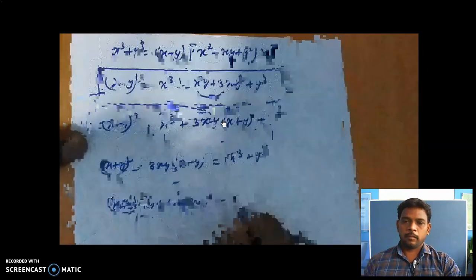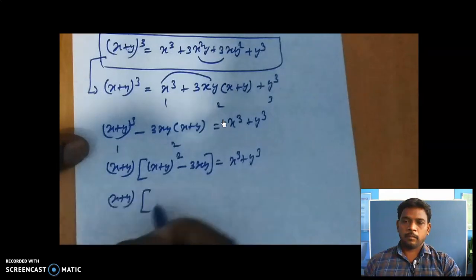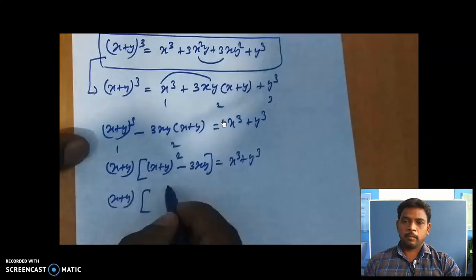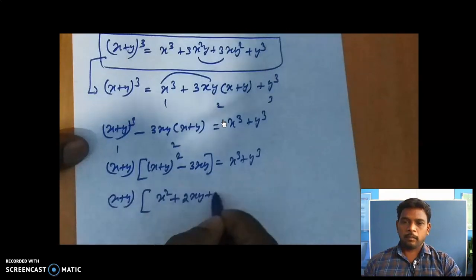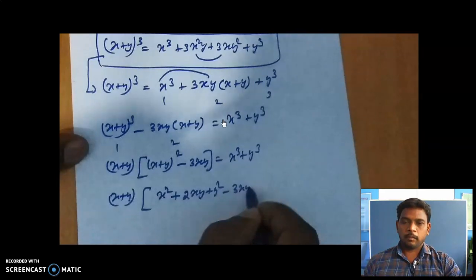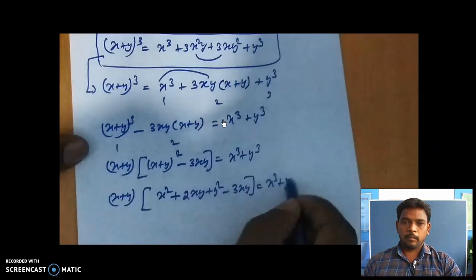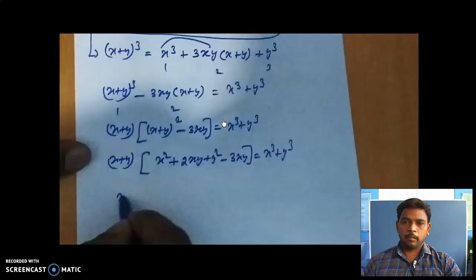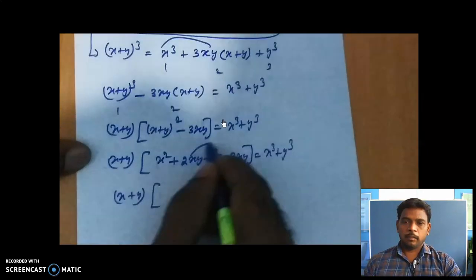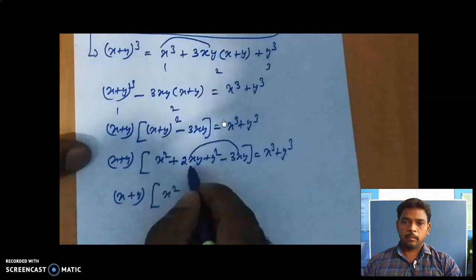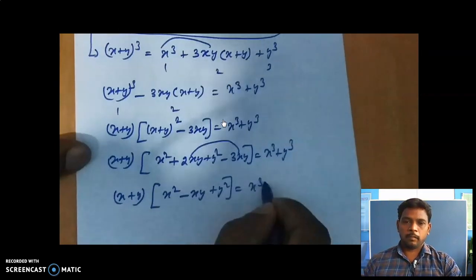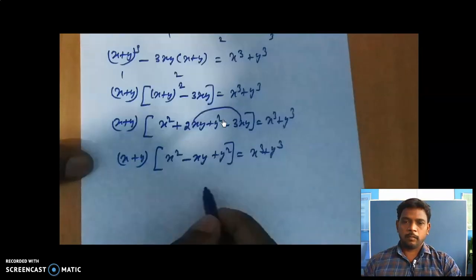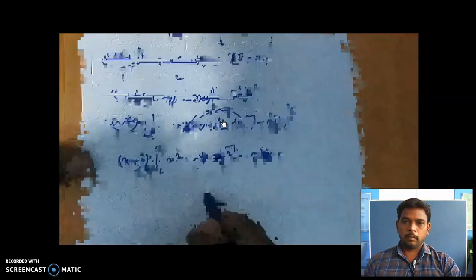So simplify it again. So x plus y into, now expand it using the (a plus b) whole square formula. So a square, that is x square plus 2xy plus y square, minus this 3xy term, equal to x cube plus y cube. So x plus y into, now these two are like terms, so simplify this: x square plus 2 times and minus 3 times, so minus 1 time xy plus y square, equal to x cube plus y cube. So this is nothing but your given question.